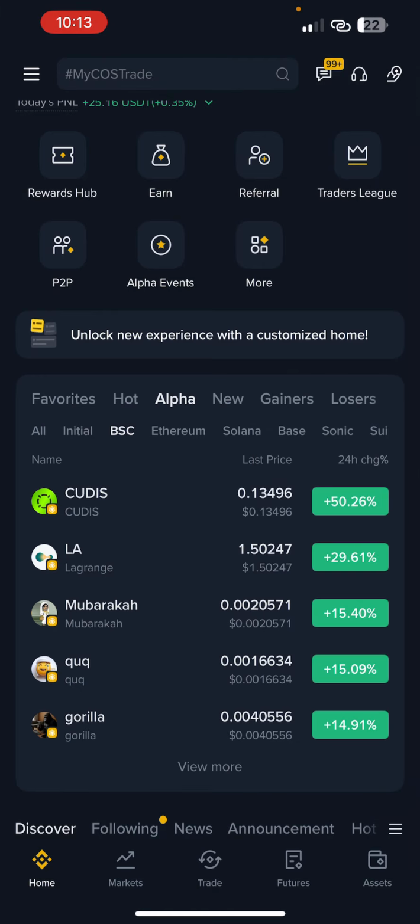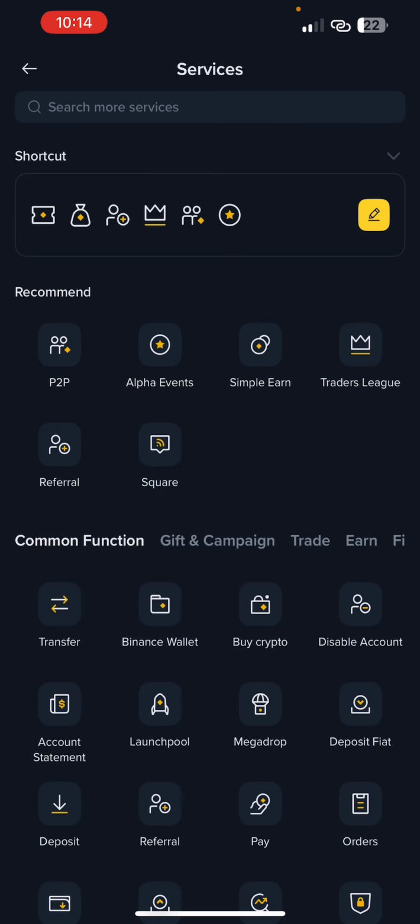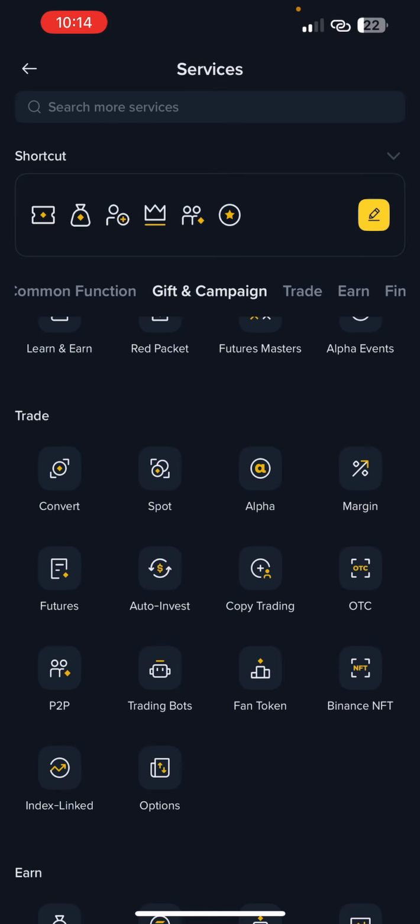For beginners, you want to download the Binance application. Go to your Play Store or your App Store, download the Binance app, sign up, do your verification, and then get started. Once you're done setting up your Binance account, click on Home. Right here on Home, click on More. When you click on More, you'll see different categories: recommended, common function, gift and campaign, trade. Scroll down to trade, and look for Alpha.